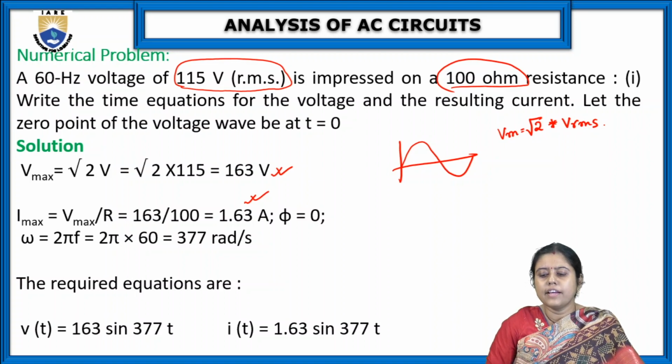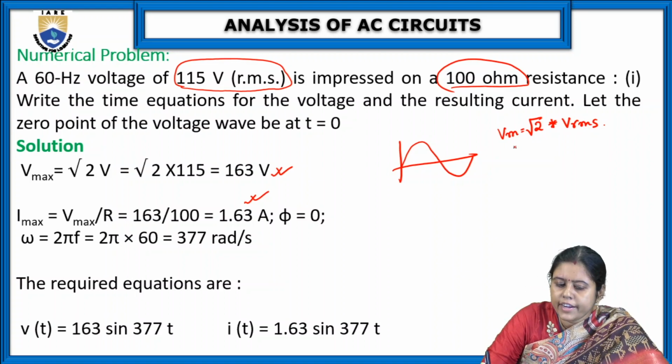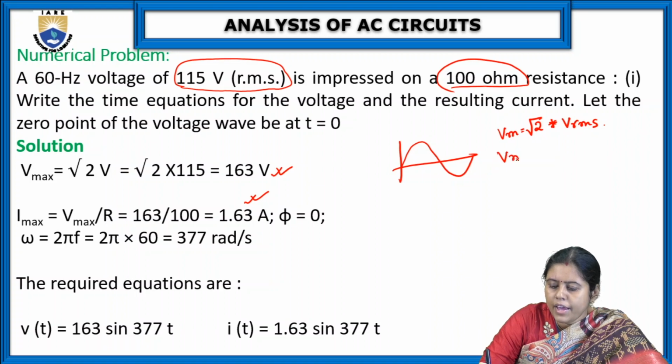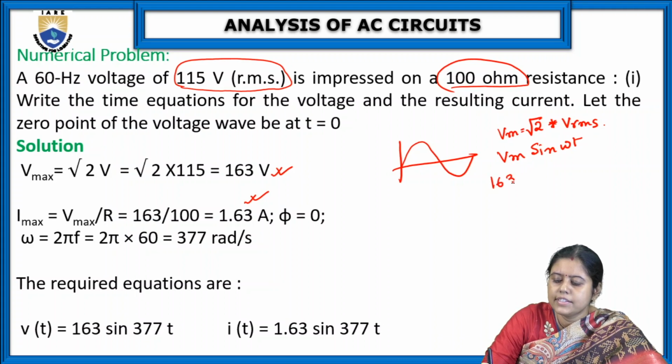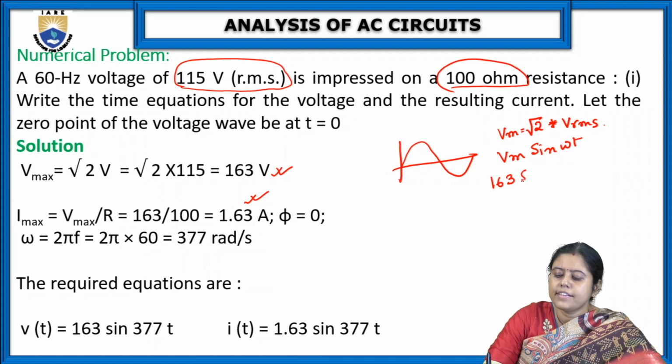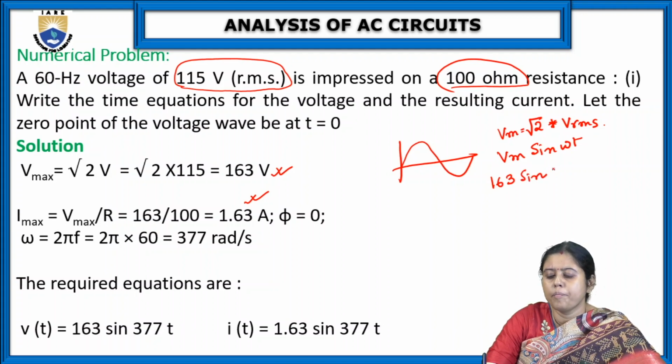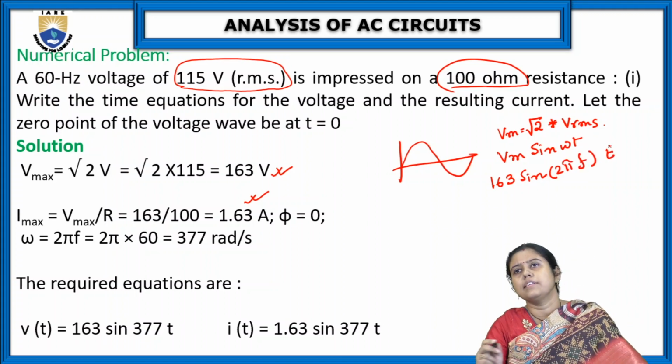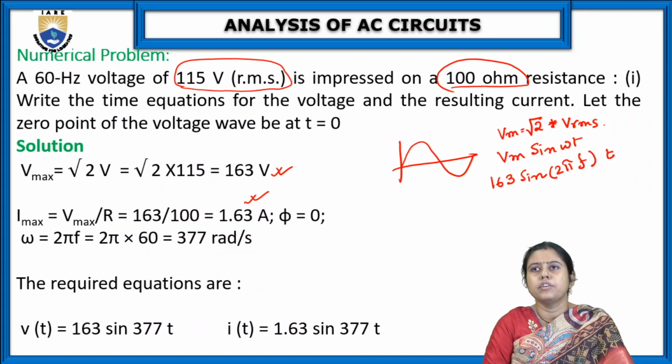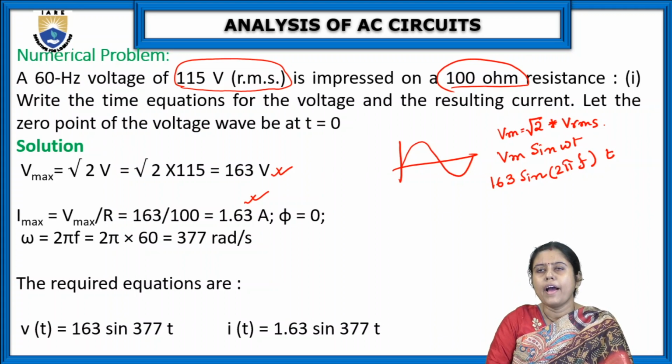Now what is the equation of a voltage? The voltage equation should be Vm sin omega t. What is the value of Vm? The Vm value we got is 163 volt. Sin, what is the value of omega? Omega is always 2 pi f into t. The omega value is always 2 pi f.